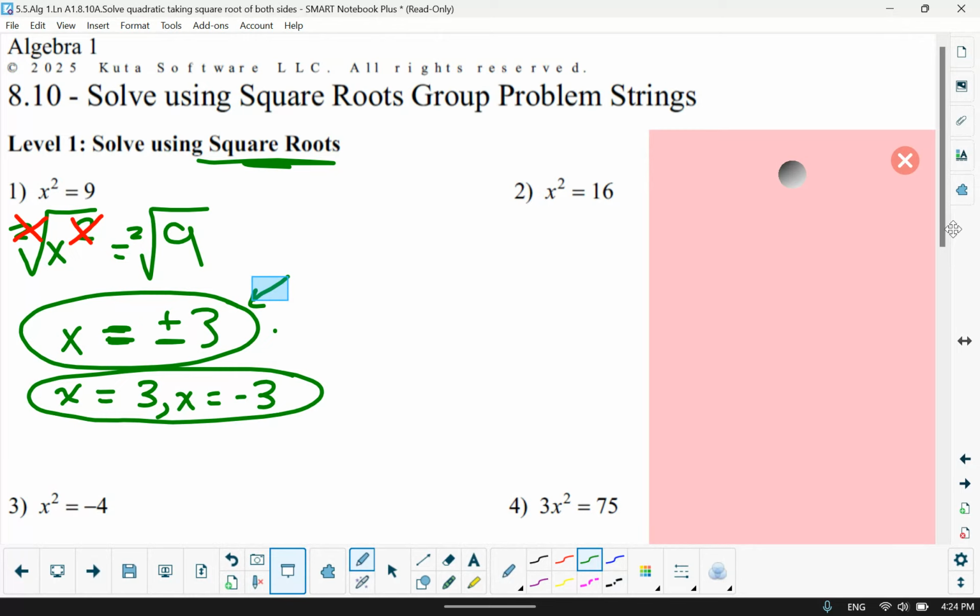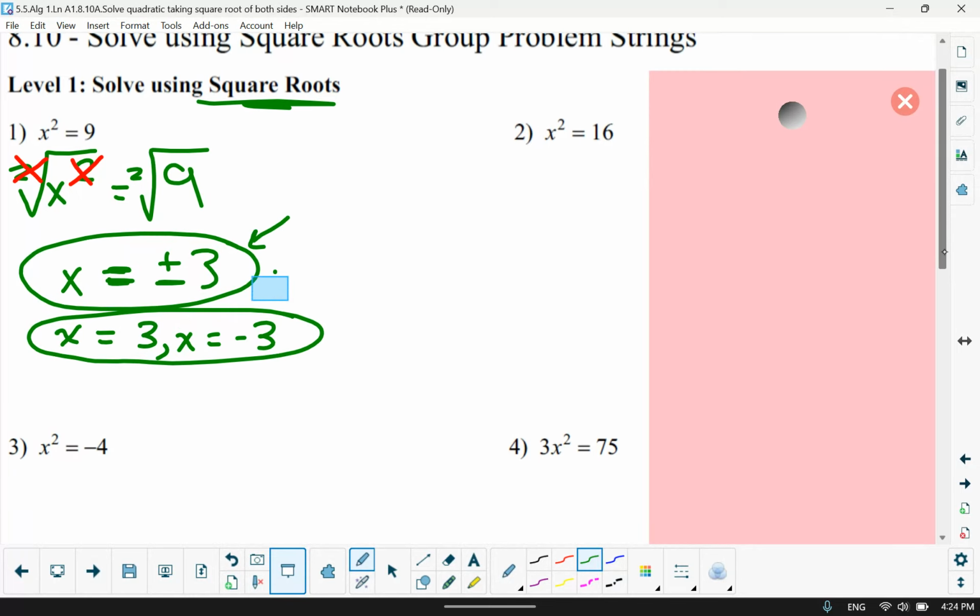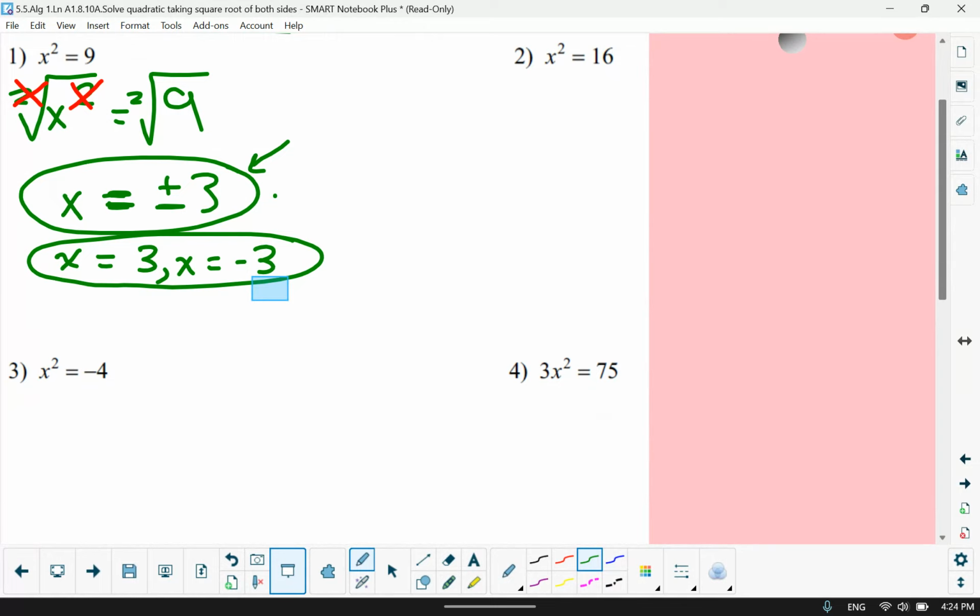Now, as we get into number 3, I want you to look at number 3 and number 1. How are they similar? How are they different? We still have a square power. We still want to get rid of a square power with a square root. And of course, be fair to both sides. Square power and square root cancel out, which leaves us with an x equaling, wait a second, what number multiplied by itself would give us negative 4?